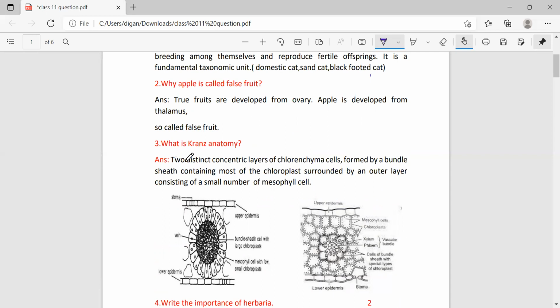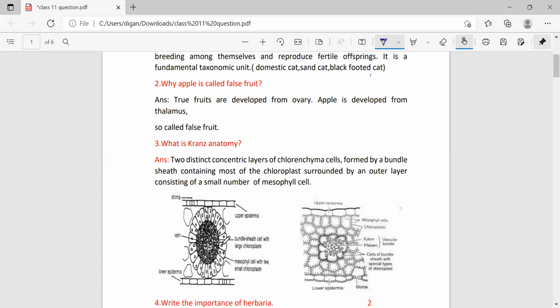Kranz anatomy is a special type of arrangement of cells within the leaf. In this arrangement, in the center, the bundle sheath cells are arranged with most of the chloroplasts, and they are surrounded by a layer of mesophyll cells, which have fewer chloroplasts. This type of arrangement of bundle sheath cells and mesophyll cells is found only in a special type of plants, that is C4 plants. This type of plants grows in desert or dry conditions.